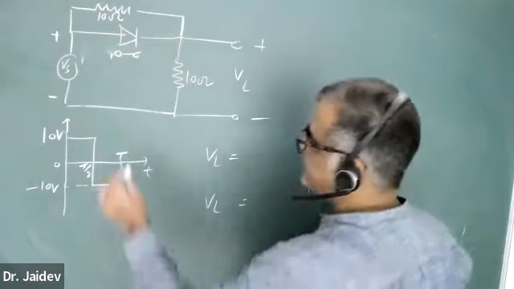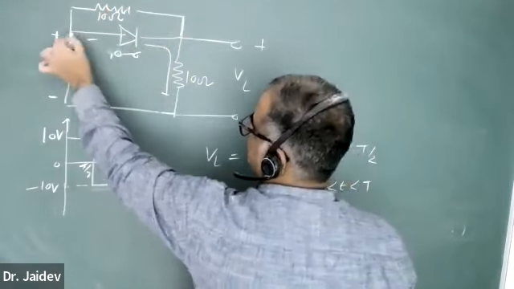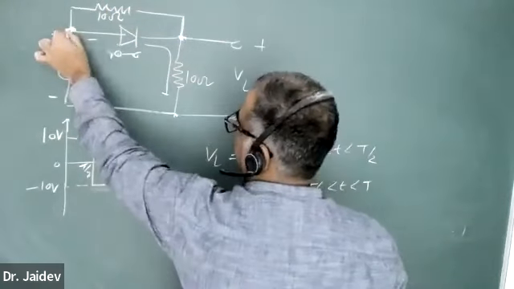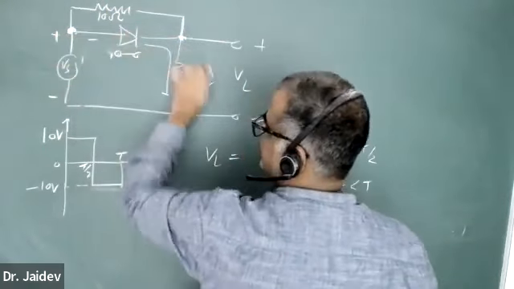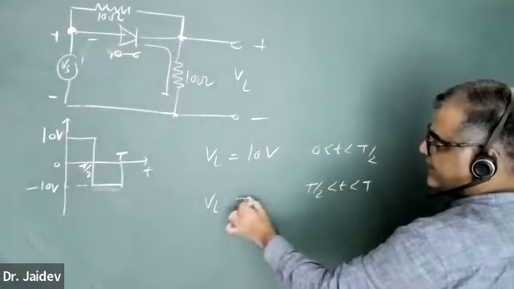Okay? If all the current comes here, it goes like this. This is short circuit. That means this point is at the same voltage. If there is no drop between them, so your VL is what? 10 volts. What is it in negative?